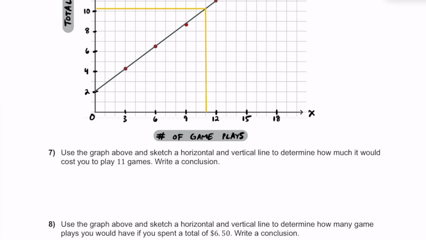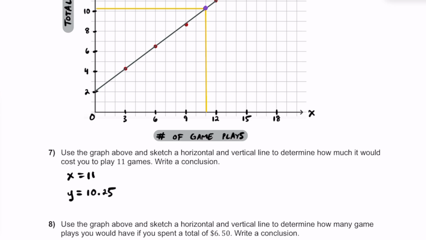So I'm going to draw something that looks something like this here, and we've got to figure out what this total cost is going to be. Now, if we look at this ordered pair here, it does look like it's going to cost a little more than $10, right? So I believe if X here is 11, which is basically saying we're going to get 11 gameplays, I think it's going to be $10.25. It's kind of hard to know for sure because it's a bit of an estimate.